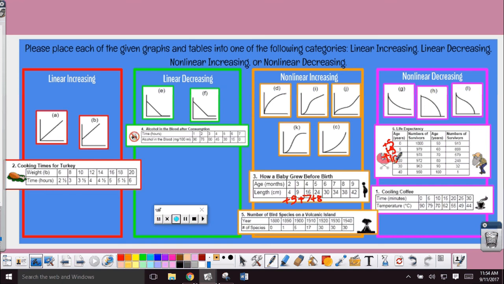Okay, let's look at the decrease in the number of survivors. 1,000 to 979 is a difference of what? 21. And then 979 to 978 is a difference of 1. So is this linear? No, absolutely not. But is it increasing or decreasing? Decreasing. Okay? Any other questions?